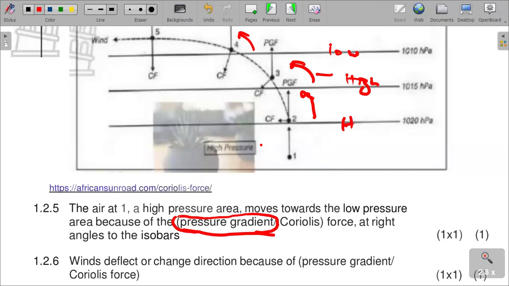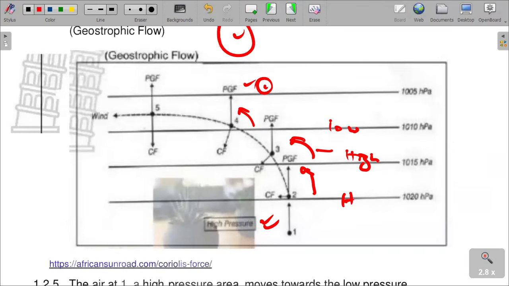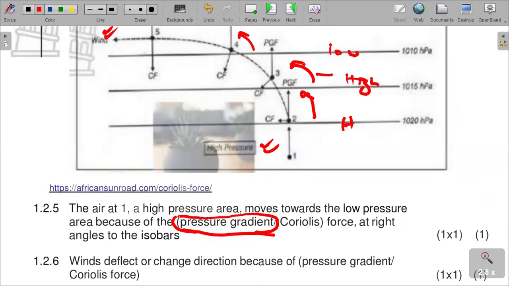So this is high pressure, as you can see. The direction of movement is shown by this one: the direction of air movement, the direction of wind movement. We can see that it is moving from high pressure, and then the pressure decreases as we move up there. So we have low pressure as we go up.